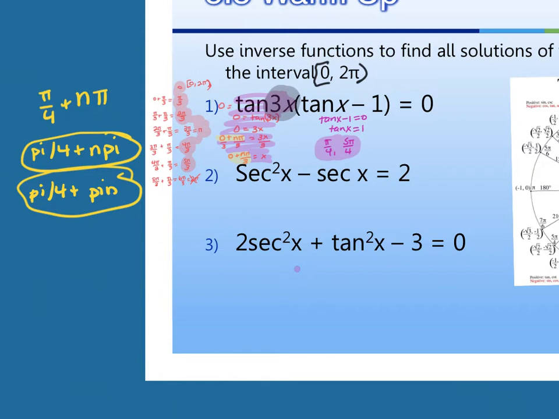So when there's an interval restriction, you don't use just the 2 quadrants for tangent? Correct. I hope that sunk in. I think that's the 4th time I said that, right? I hope everybody heard that.